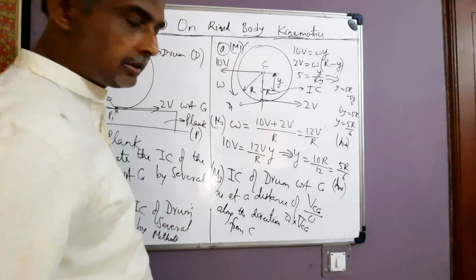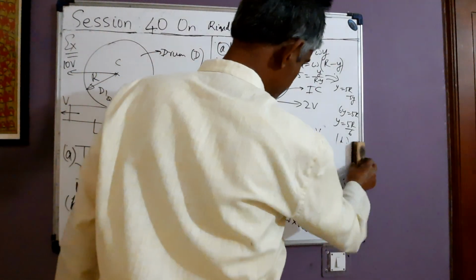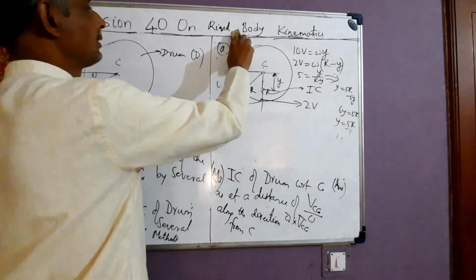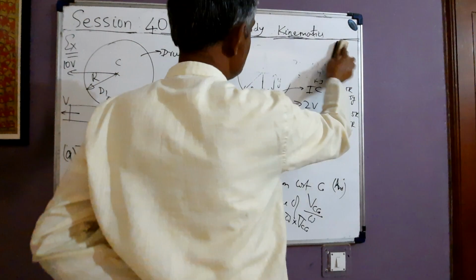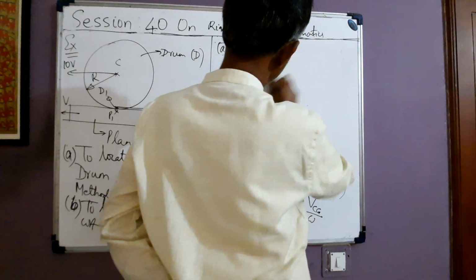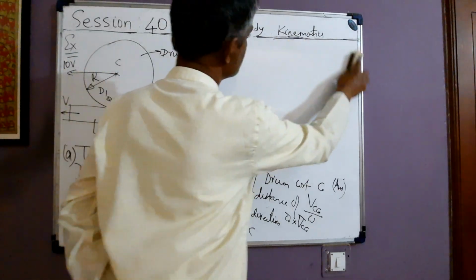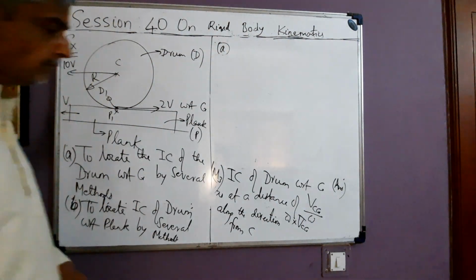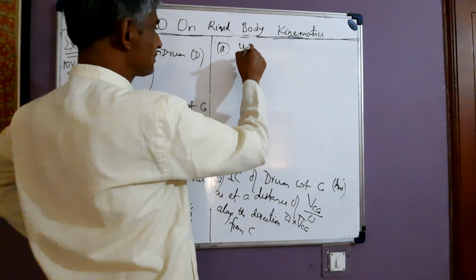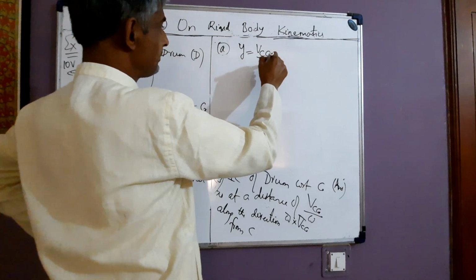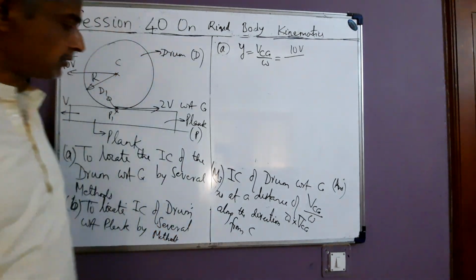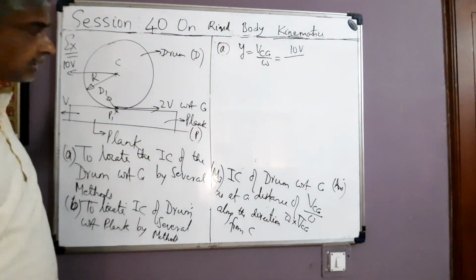Now I write this one, okay? So the IC of the drum with respect to ground is at a distance of this much. So the required distance y is equal to VCG by omega. VCG is how much? 10v. Omega we have found out to be how much? In method 1 and method 2 we determined omega, that was 12v by r.